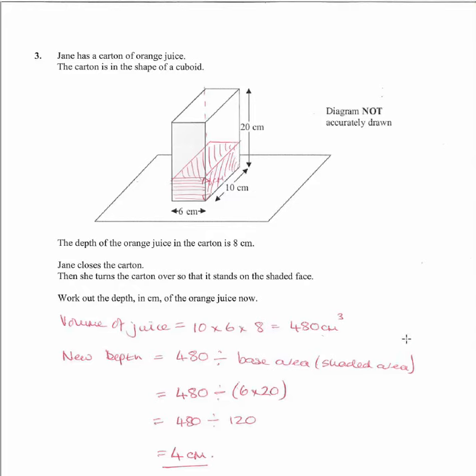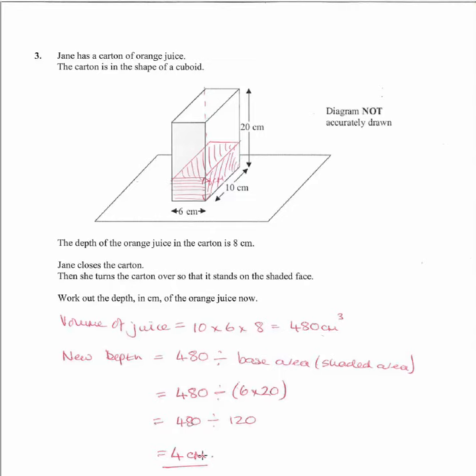Now, if you turn it over onto the side where there's 20, there's two ways of doing it. You can either say, well, the base in that case would be 20 times 6, and 20 times 6 is 120, and therefore 120 times the new height must still make that volume because you've still got 480 cubic centimetres of orange juice inside the box, and that will give you 4.